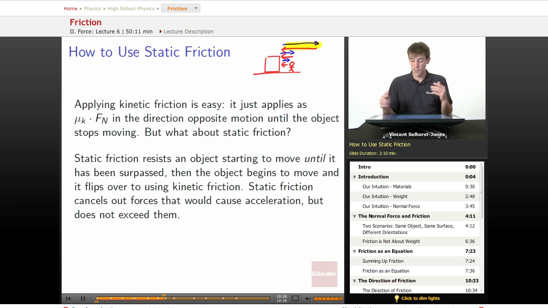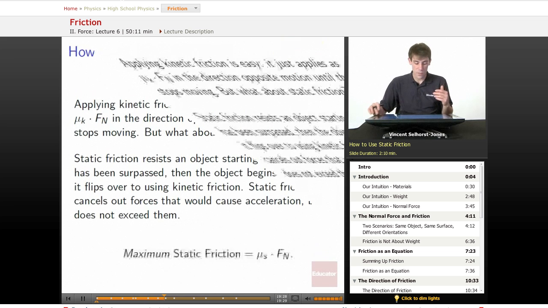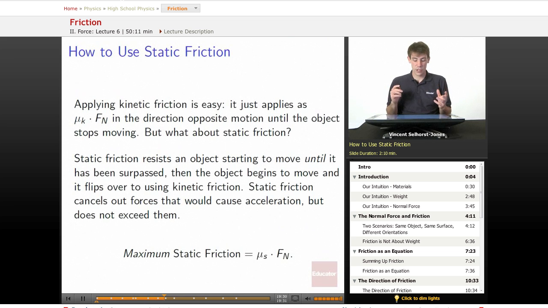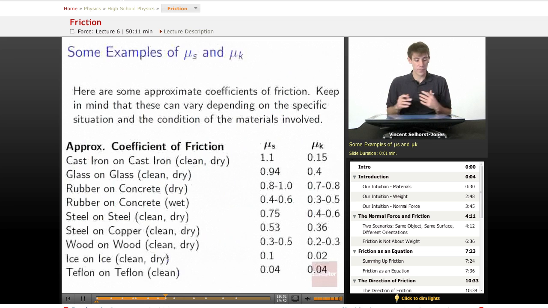So that gives us this idea right here. The maximum static friction is equal to mu s times Fn. But keep in mind, that's the maximum static friction, not more than that, but just the maximum. It's the top amount that it can be. We're not going to see that every time we put any small force into it. It's only the top amount that gets put in, and that's going to be mu s times Fn.